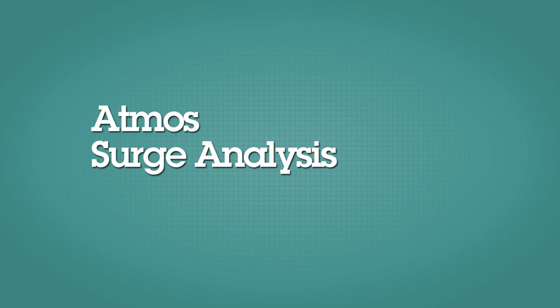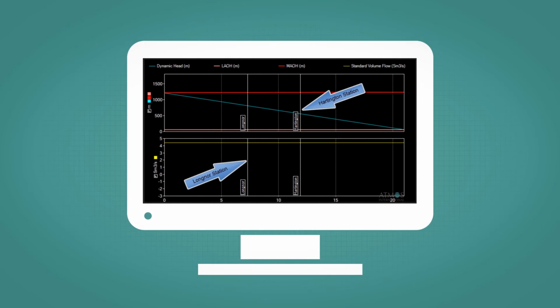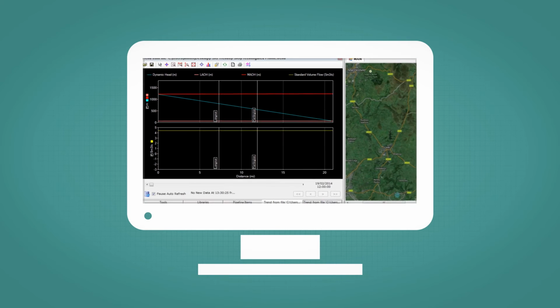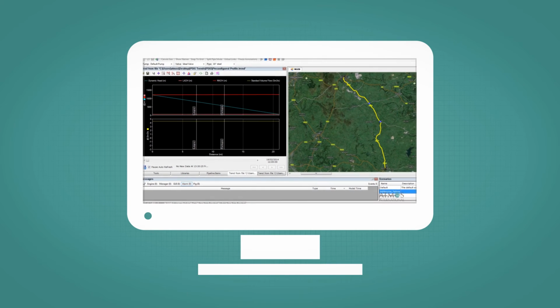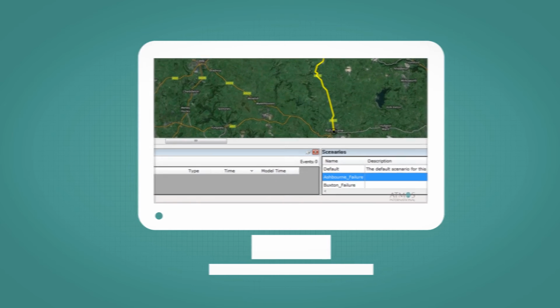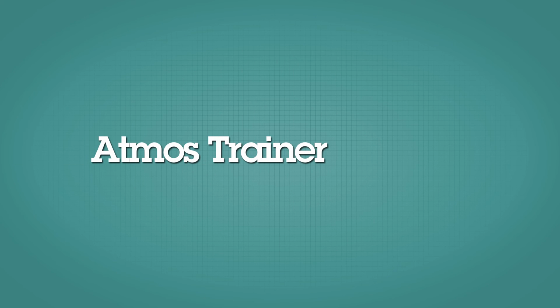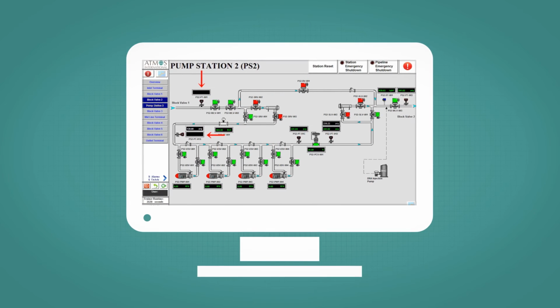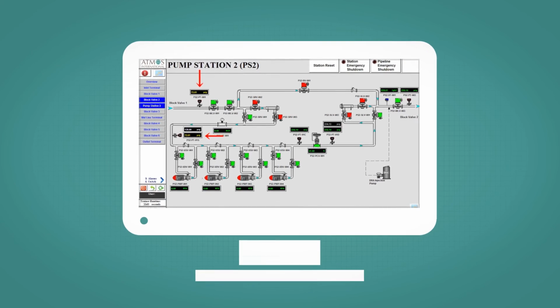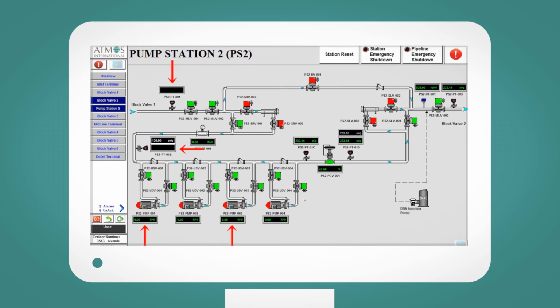Atmos Surge Analysis uses a series of automated surge analysis scenarios to identify potential ruptures. Atmos Trainer provides operators with a virtual pipeline so that they can simulate emergency scenarios in a controlled environment.